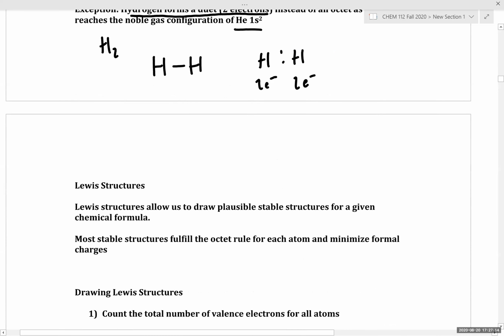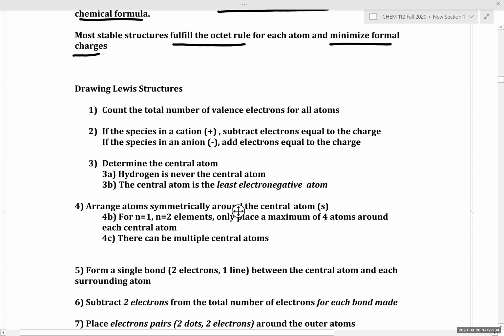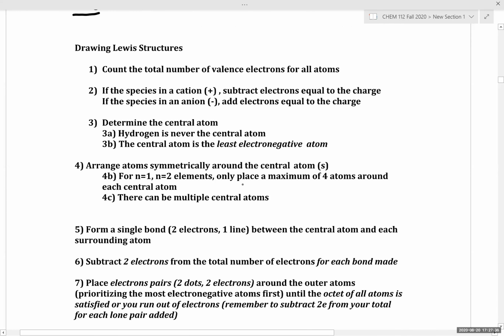Okay, let's keep going. So Lewis structures are really quite interesting in that Lewis structures allow us to draw plausible, stable structures for a given chemical formula. Now, most stable structures will fulfill the octet rule and minimize formal charges. Okay? So the process that I like to use for drawing Lewis structures is that first you count the total number of valence electrons for all atoms. You essentially make a pool of valence electrons.